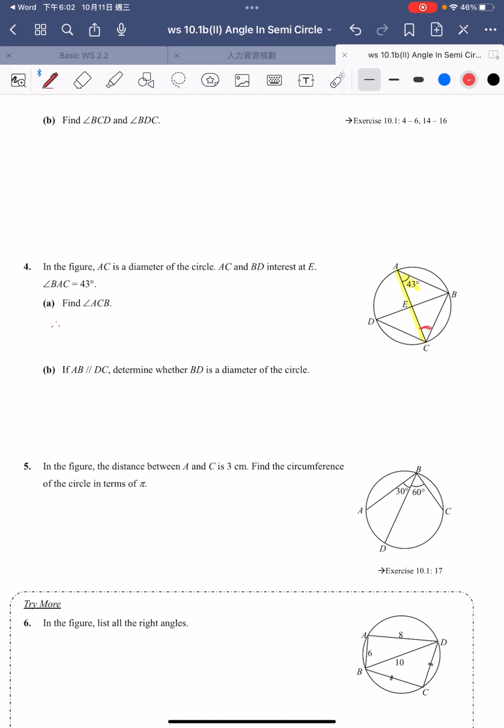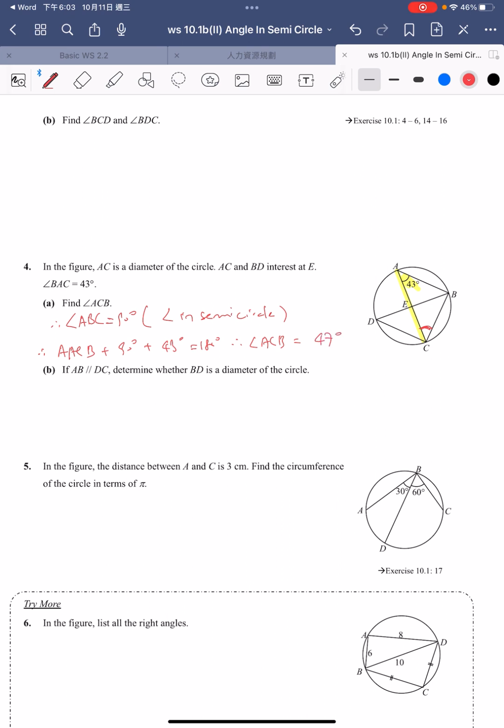So first of all, we can say that the angle ABC is equal to 90 degrees. The reason is the angle in a semicircle. So then we can say the angle ACB plus the 90 degrees plus the 43 degrees, which is here, and here. If these three angles add together, they give you 180 degrees, which means that the angle ACB is going to be 90 minus 43, which gives you 47 degrees.